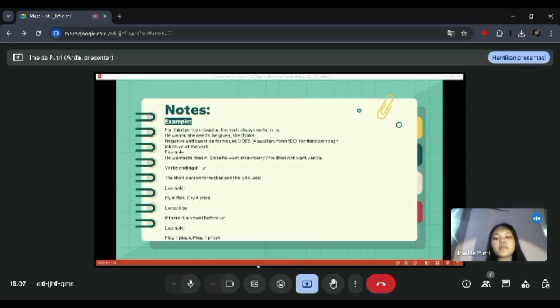The verb after does stays in the infinitive. Example: he wants ice cream, does he want strawberry, he does not want vanilla. For verbs ending in y, the third person form changes the y to ies. Example: fly, flies; cry, cries. Exception: if there is a vowel before the y, for example play, plays; pray, prays.